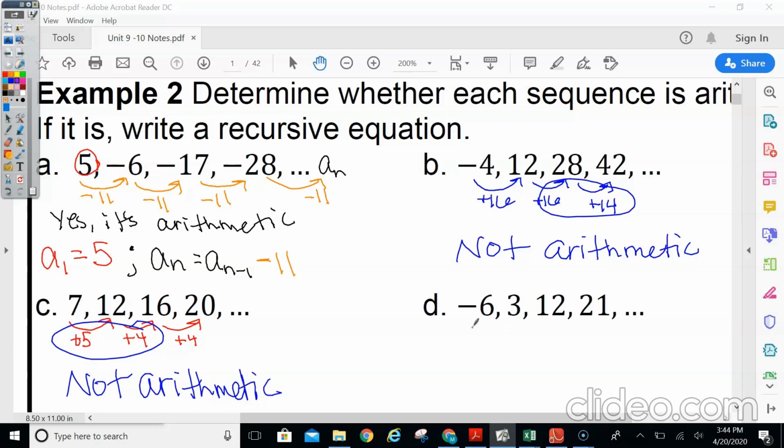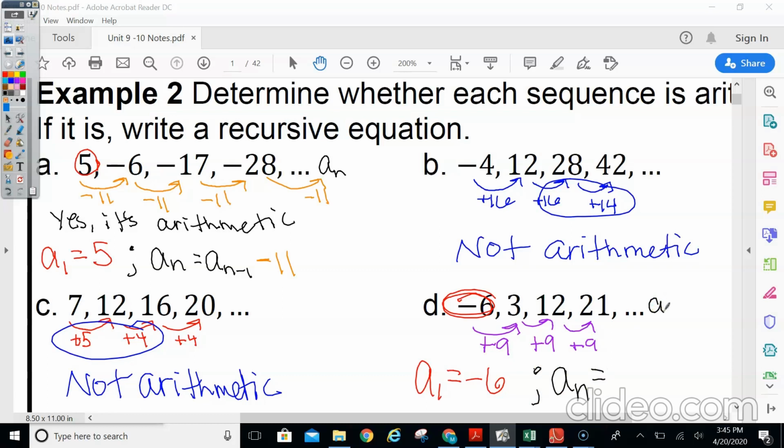And then the final one, from here to here, I add 9. 12 minus 3 is 9 again. 21 minus 12 is 9 again. So again, to tell, you subtract the second one minus the previous one, and you get your common difference. So we always start with the first number, a sub 1, is negative 6. You need a starting point. If you don't have a starting point, you don't have a recursive. So the starting one is important. And then again, to get the next one, so pretend, let's say we want to get a sub 5, you take the previous one, a sub n minus 1, a sub 4, and you add 9. So that is what a recursive notation is saying. To get the next one, you take the previous one and do something to it.